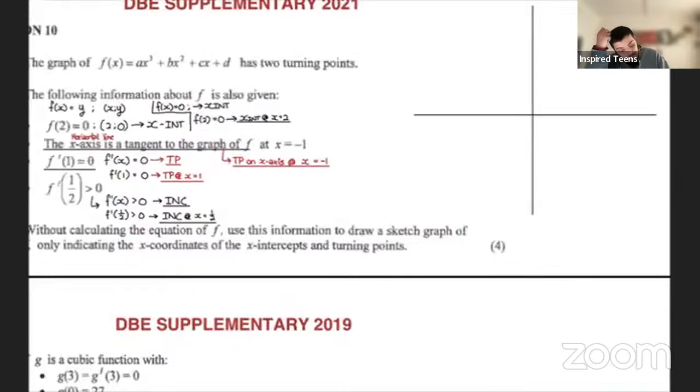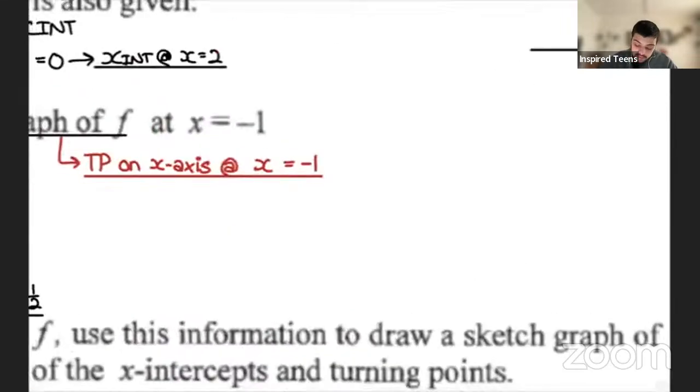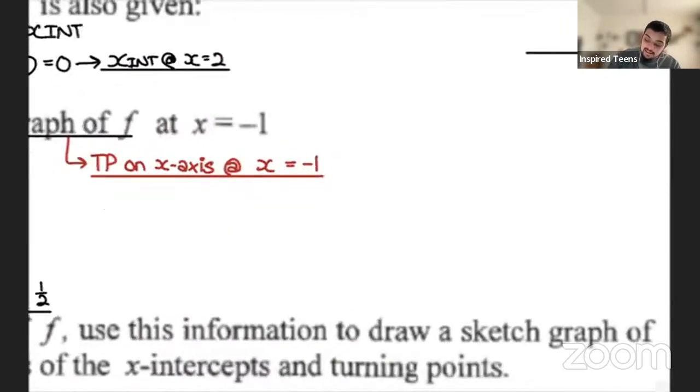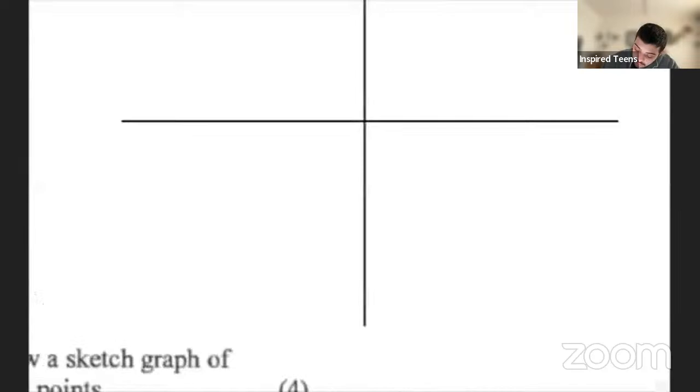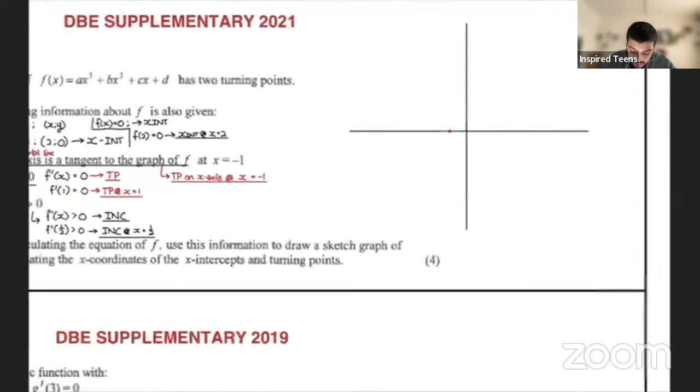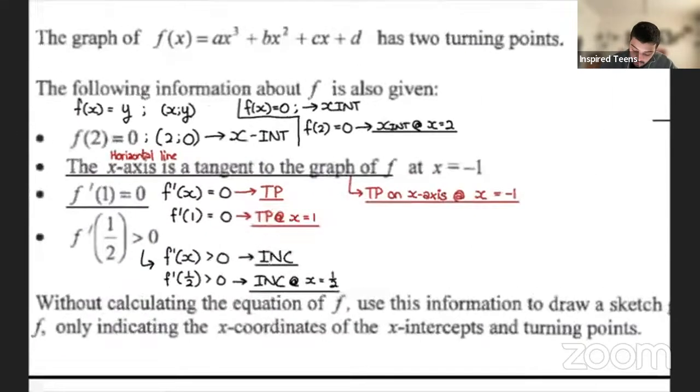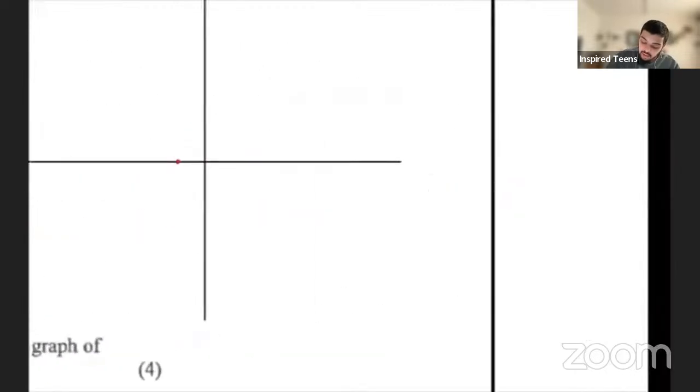So you can first start off by doing your key points, your key coordinates. Let's do turning point. So they say the turning point on the x-axis at x is equal to -1. So at x is equal to -1, I'm going to do turning point. Let's see what's next. Turning point at 1. Okay, wait, let's do the x-intercept, sorry. X-intercept at 2. Okay, x-intercept says it is red, that's fine.